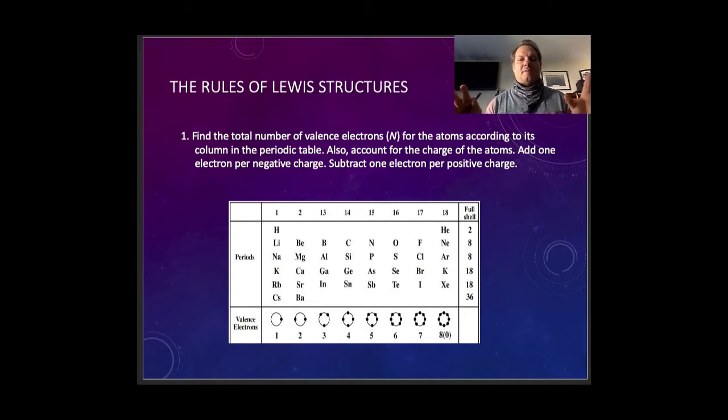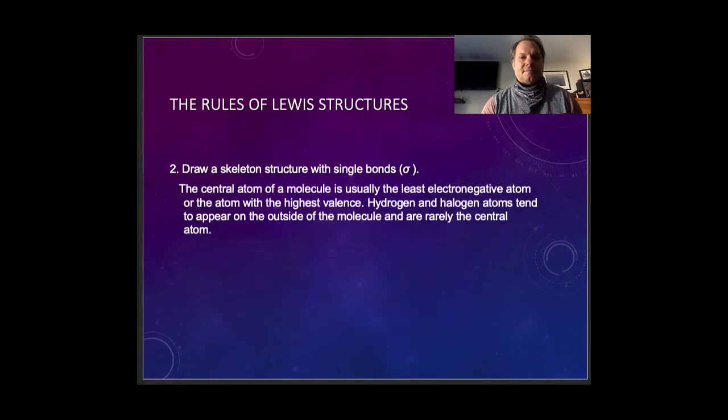So we're going to add up the valences of all the elements in that compound, then add or subtract electrons to account for charge. The second step is to draw a skeleton structure with single bonds, what we are calling the sigma bonds. The central atom of the molecule is usually the one that's the least electronegative atom, or the atom with the highest valence. Hydrogen and halogen atoms tend to appear on the outside of the molecule and are rarely seen in the center.